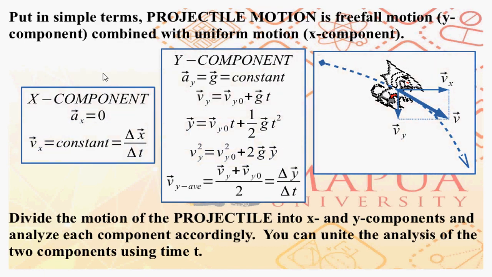Put in simple terms, projectile motion is basically freefall motion combined with uniform motion. That is to say, the x component of the object's motion is considered uniform motion, whereas the y component of the object's motion is freefall motion.